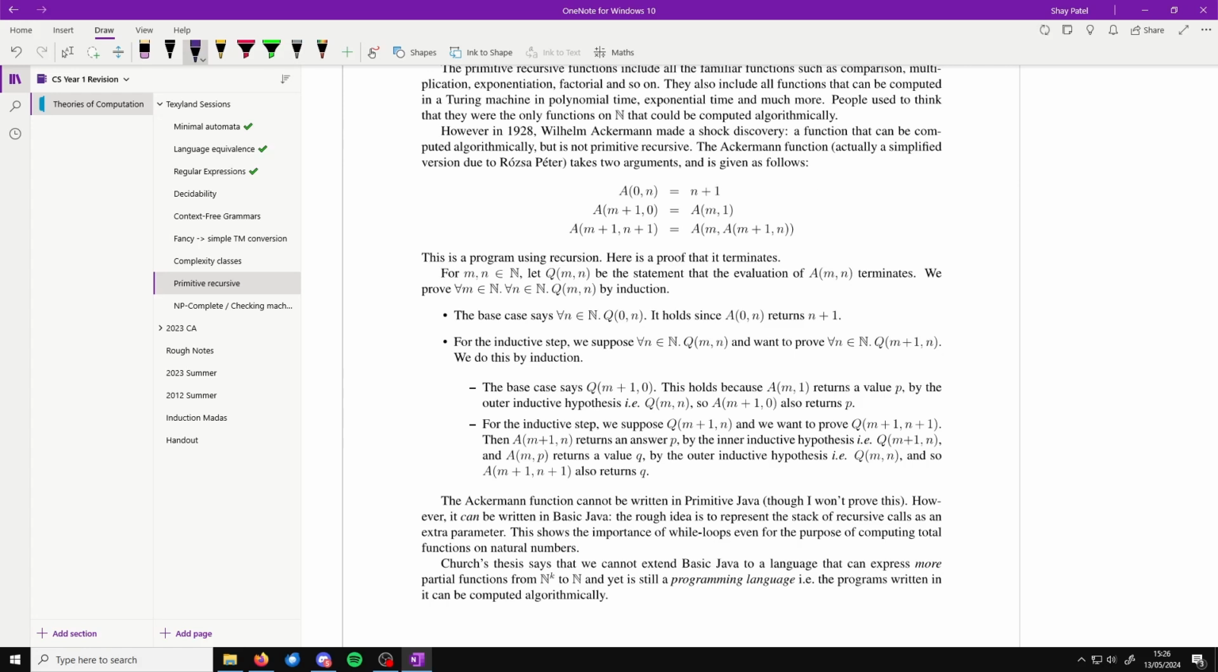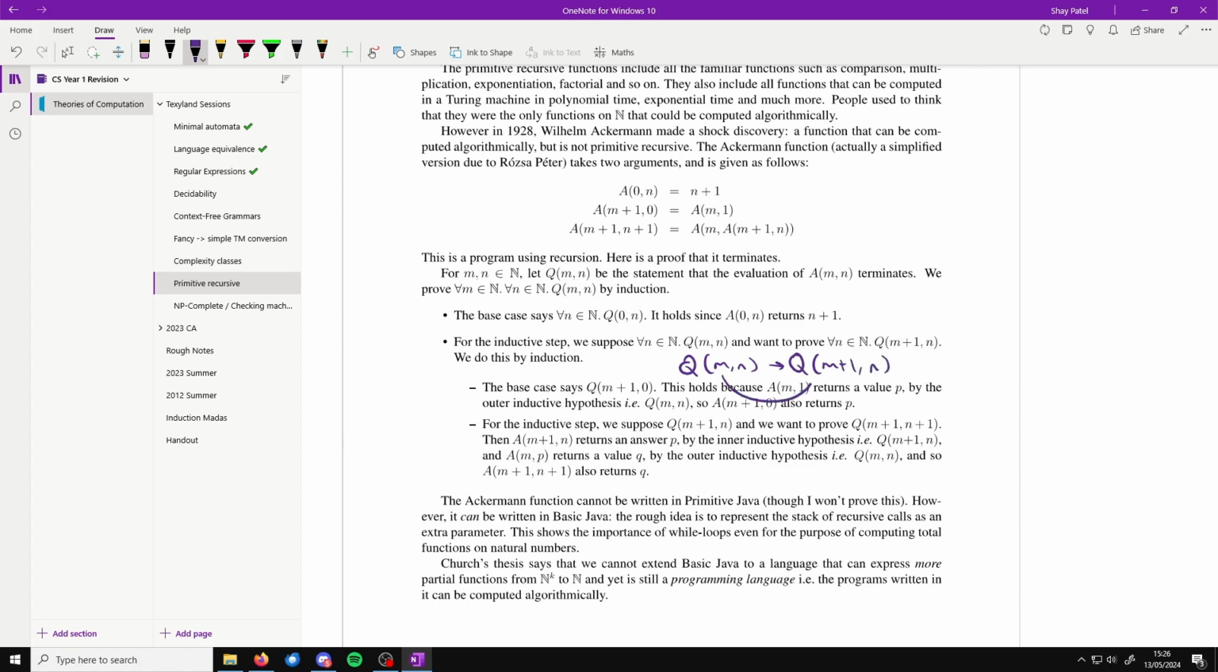Okay. For the inductive step, we suppose that for all n in natural numbers, again, if we pass in some value m and some value n, we want to prove that for all values of n, which we've just stated here, this terminates. So given that it terminates for some value m, n, we want to show that it terminates for m plus 1, n. And this is our inductive step. So saying Q m n implies Q m plus 1 n.